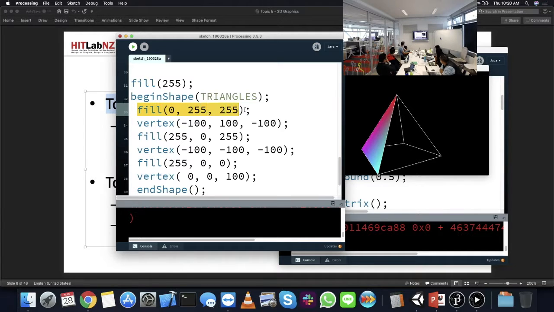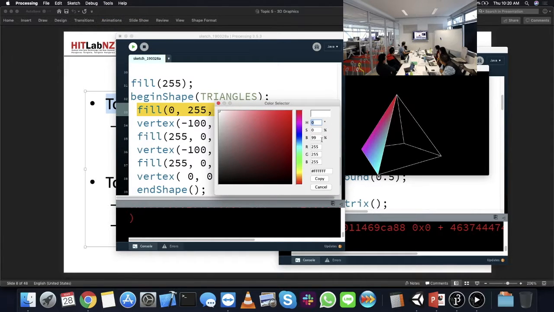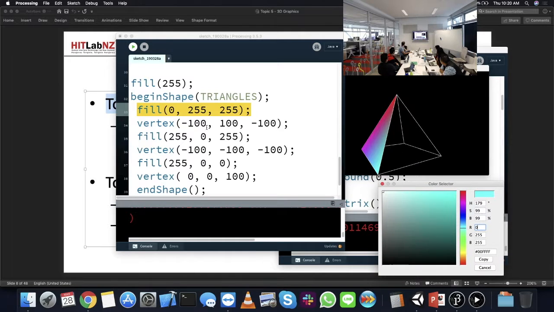This first one here is our cyan colour, so fill 0, 255, 255. If we look at the colour selector and punch that colour in, we'll see that's that colour there, which matches with the colour in that bottom corner. And so this corner down here, this negative 100 by 100 by negative 100, would be that corner there. Our second one, which is 255, 0, 255, gives us that purple corner.